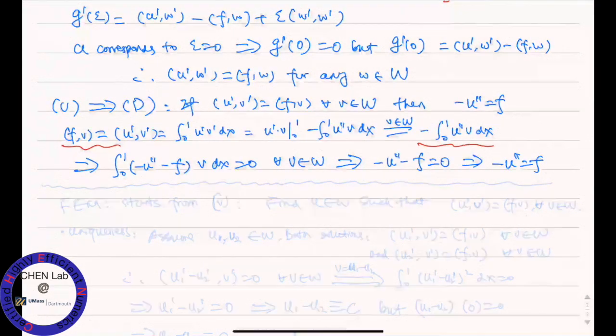The proof is a little more involved. Basically, if you assume negative u double prime is not equal to f on a little interval, then you can make v equal to that function on that interval and 0 outside. Then the integral becomes the square on that part. That part must be 0, which leads to a contradiction.